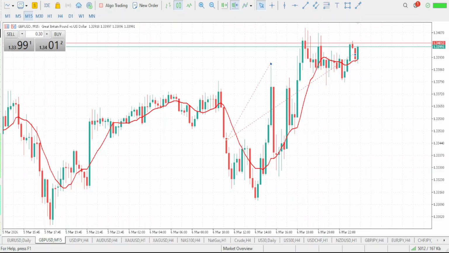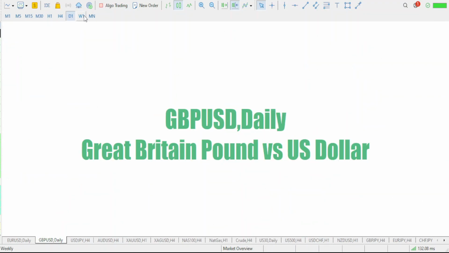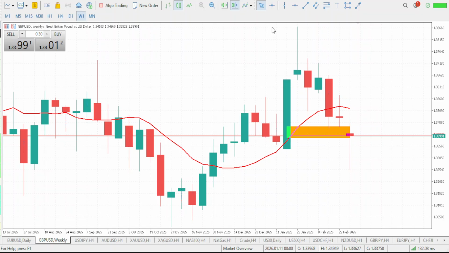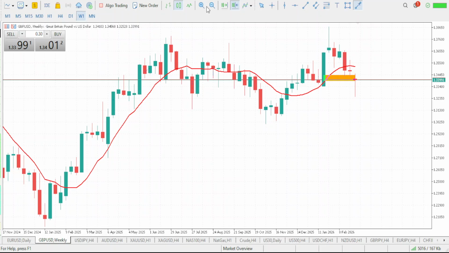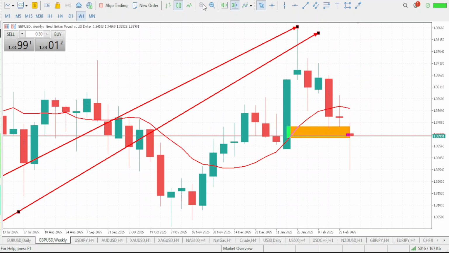Now, let's take a look at what we will be expecting for the week on our GBP. In order for us to be able to predict what the market will be doing for the week, we need to zoom out and see the trend. If you take a look at this right here, you can see that the market is in a full trend. The overall trend on our GBP is an uptrend move.